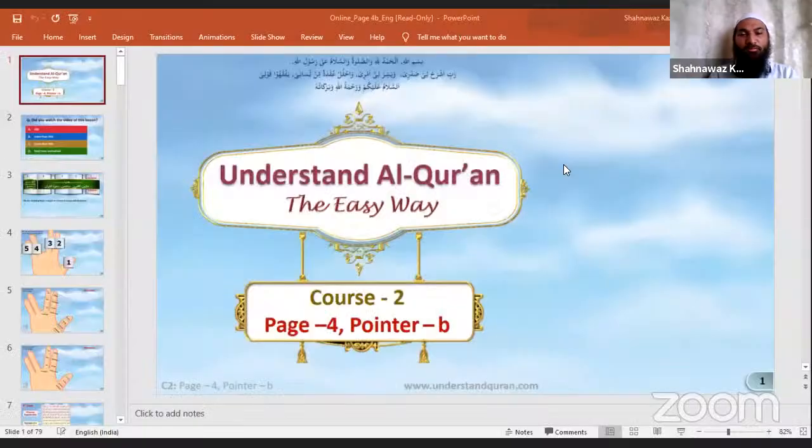So with this I welcome you all back again to our next session of what we had started, that is Surah Al-Baqarah. And in that we had already reached the fourth page, and we have taken the first ayat, and now inshallah today we'll be taking the second. So with this, let us begin.